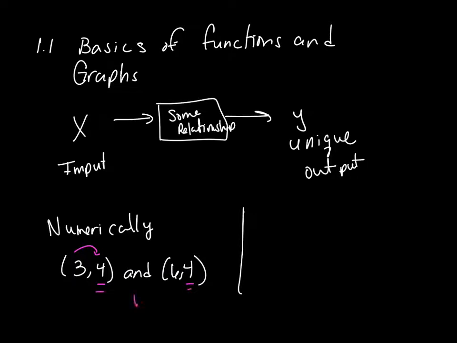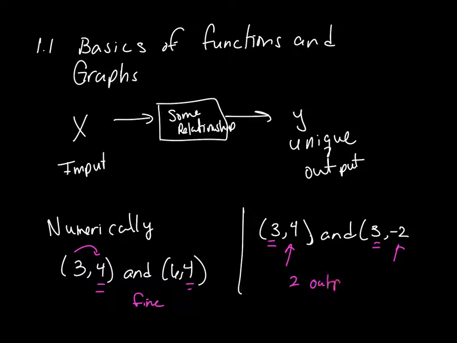This is fine. You can have two outputs of the same thing, but for something to not be a function would look where you would have 3, 4 as a point, and then again 3, negative 2, because what this is saying is your input is 3 and you have two outputs. That is not a function.